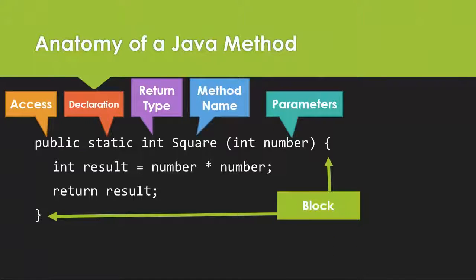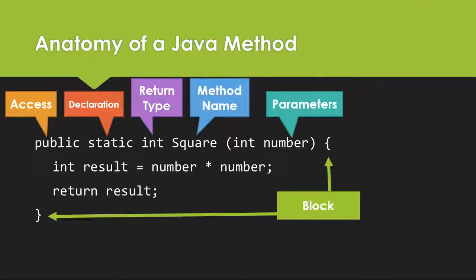Then we have your usual beginning and ending braces that mark the block that creates the body of the method. Inside the beginning and ending brace is all the code necessary to satisfy the logic associated with the method name. You can see inside this method I'm using number in the first line of code. That number is not necessarily a variable, but it's a parameter that comes into the method.